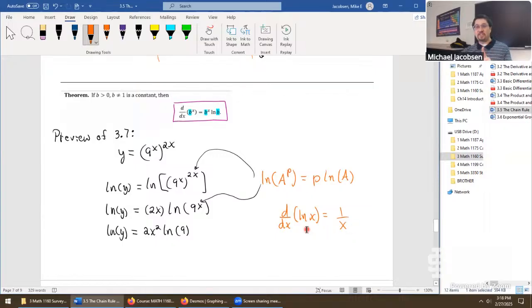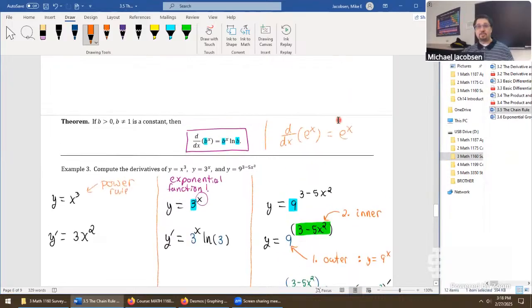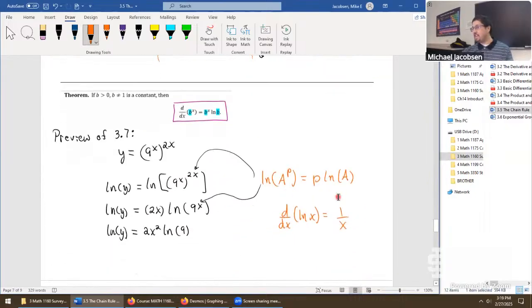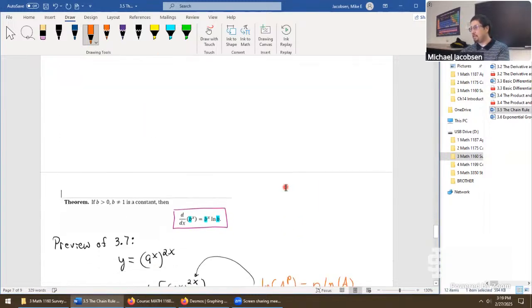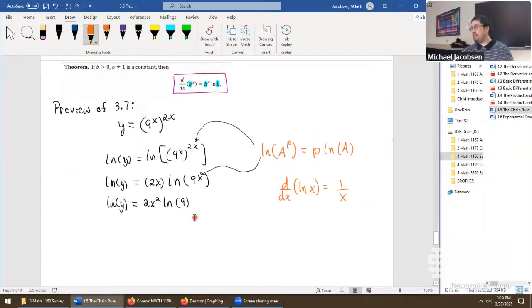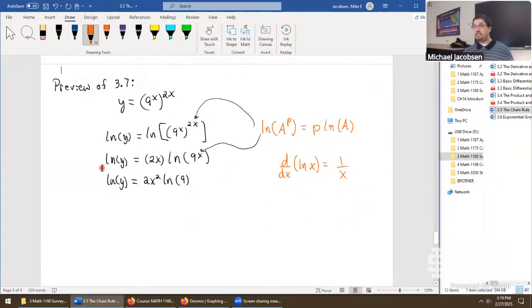But that's only for this logarithm. Just like up here, there's the nice derivative for the exponential, and then the not so nice derivative for any exponential. There's the nice derivative for the natural logarithm, and then the not so nice derivative for every other logarithm. So that's something we'll take on as well in section 3.7. But now that we have that, I think we can get rid of that now. We can differentiate both sides simultaneously.